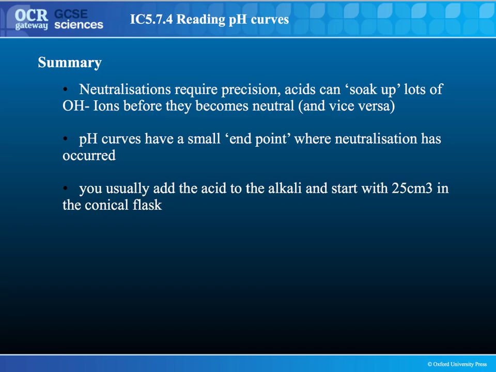So, in summary on pH curves, neutralisations require precision. Acids can soak up lots of OH ions before they become neutral, and vice versa. Also, pH curves have a very small endpoint where neutralisation has occurred, and you usually add the acid to the alkali and start with 25 cubic centimetres in the conical flask.